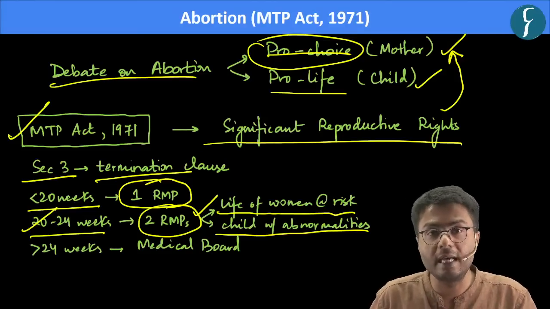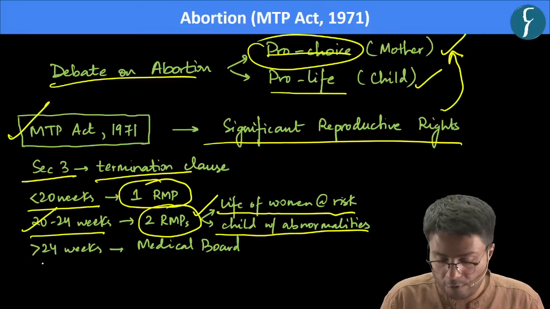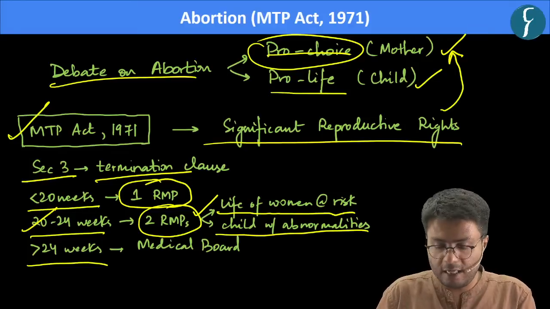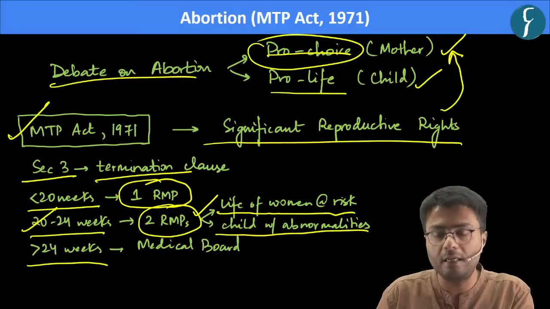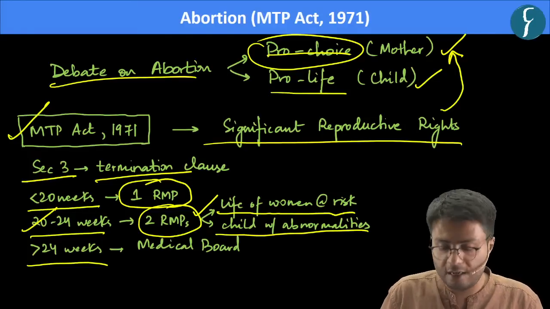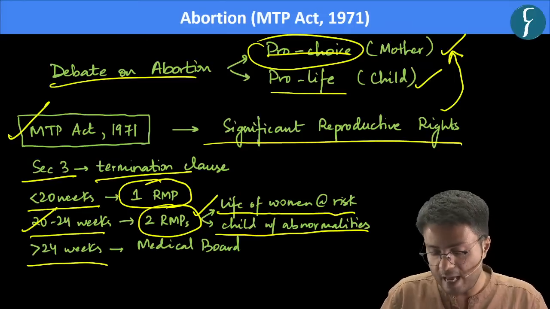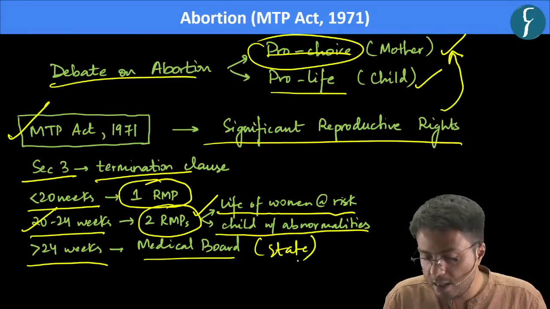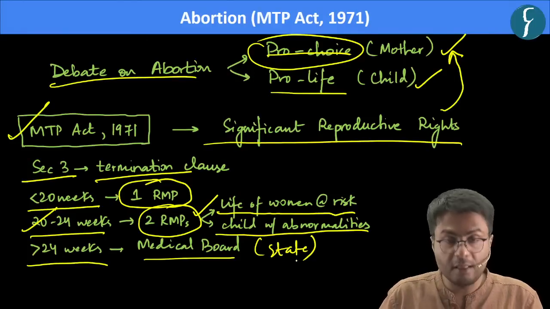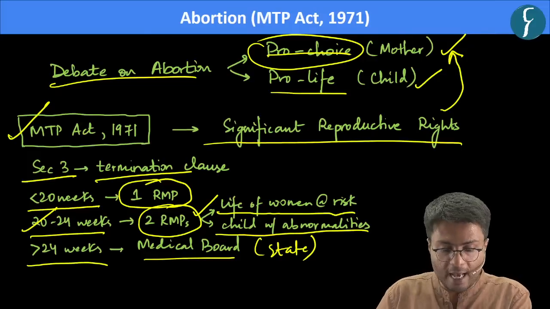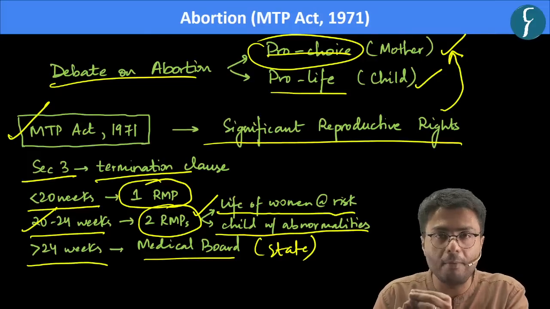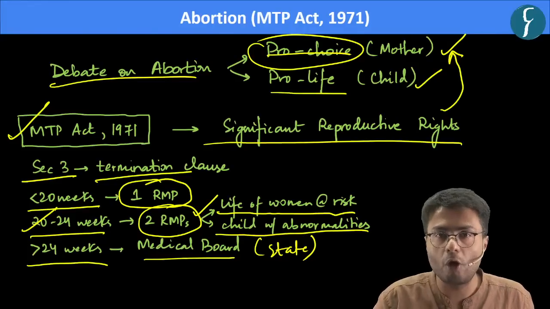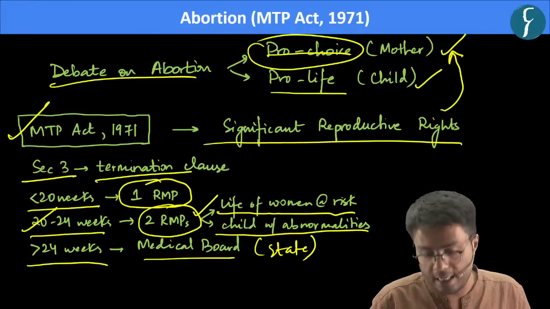While in the third case, which is pregnancies more than 24 weeks old, a woman can get her pregnancy medically terminated only after she receives assent from a medical board, which is constituted by the state government. And this medical board provides assent only after it is able to diagnose certain and substantial fetal abnormalities in an unborn child.